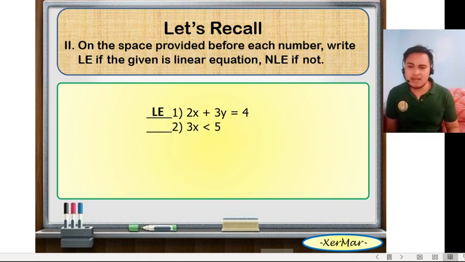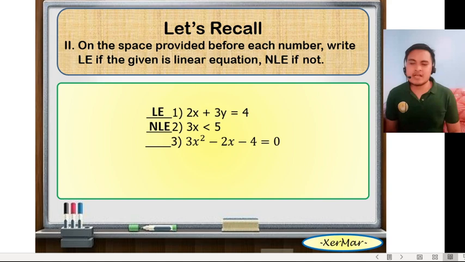3x is less than 5. Okay? So, when we say equation, the symbol must be equality symbol. So, number 2 is NLE. Why? Number 2 is an example of linear inequality. Next, number 3. 3x squared minus 2x minus 4 equals 0. Now, pansinin nyo, isang variable lang ang meron tayo, x. Pero, ano ang pinakamataas na exponent or power ng variable? Okay, so 2. So, ibig sabihin nun, hindi siya linear. So, that is NLE.